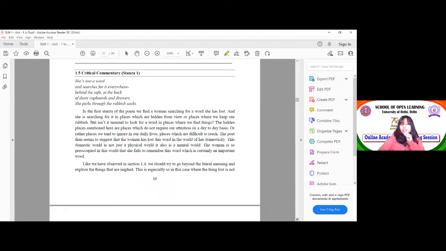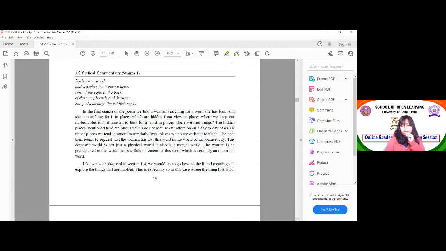But isn't it unusual to look for a word in places where we find things? So here is what I was trying to tell you. Here the poet is using word as an object. Object, meaning things. So words cannot be found where you find things, right? Because a word can be found in the dictionary. Why is she looking for a word in the rubbish sack? Why is she looking for a word behind the carpet, underneath the carpet or behind the cupboard? The hidden places mentioned here are places which do not require our attention on a day-to-day basis.